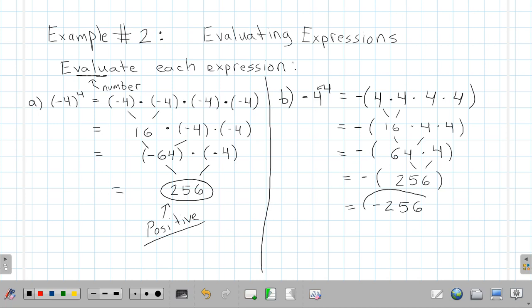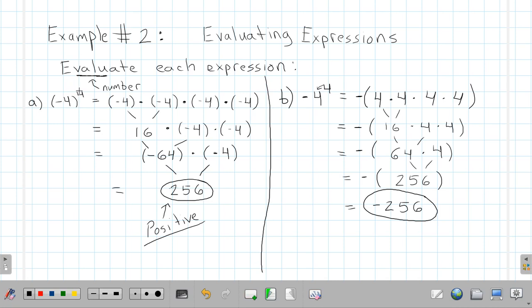So, as you can see, what happens here is if we do not have the parentheses around our base, it actually makes a big difference here. It's a difference between having a positive 256 and a negative 256, okay? And this is exactly why it's important to use parentheses. So if you do know your base is negative, put parentheses around it. If you do end up with something like this, and there's no parentheses around the negative 4, then that means the exponent is only being raised to what it's directly next to.